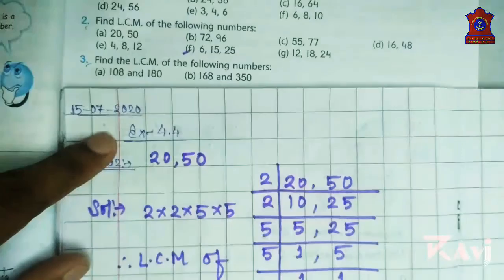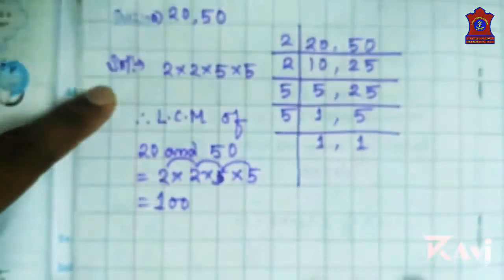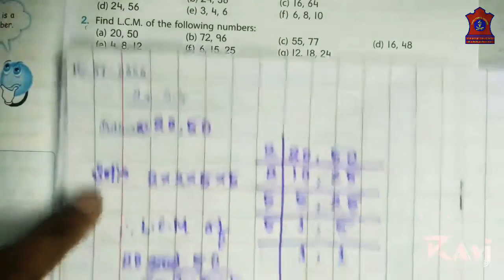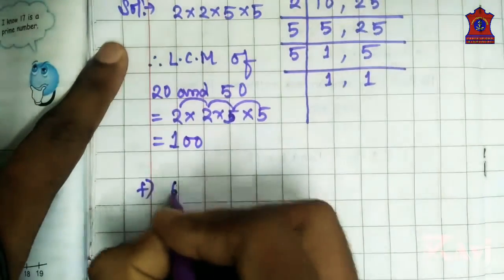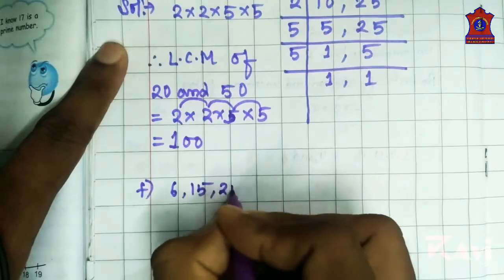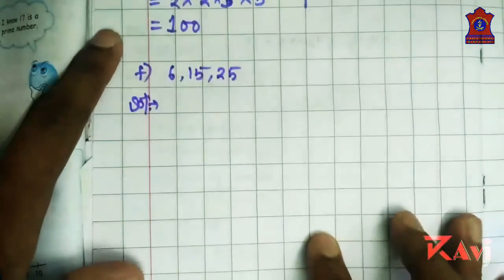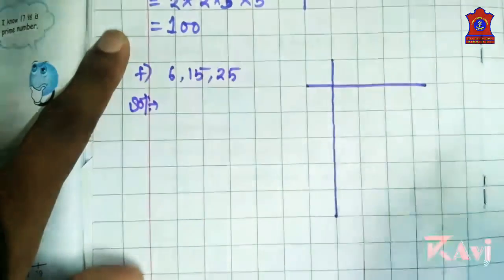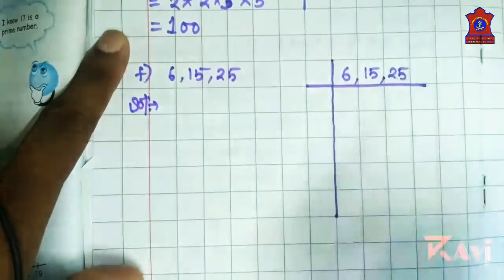Let's take question number F. Question number F. This was A. Now question number F. 6, 15 and 25. Find the LCM of 6, 15 and 25. Clear? Solution. 6, 15 and 25. Clear?